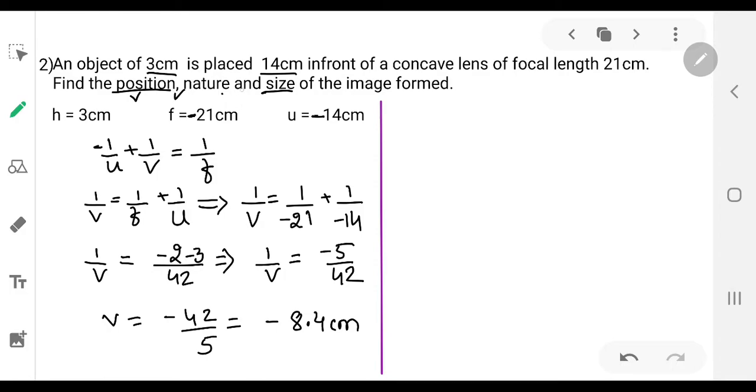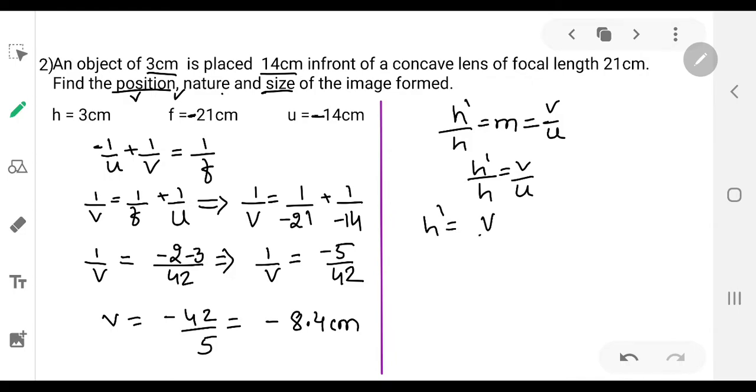Remaining are the nature of the image and the size of the image. First we'll calculate the size of the image from the relation h'/h = magnification, image height by object height, which can also be equated to image distance divided by object distance, v/u. So h'/h = v/u. We require only h', so h' = (v/u) × h.